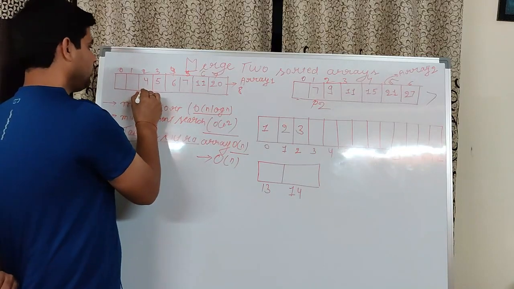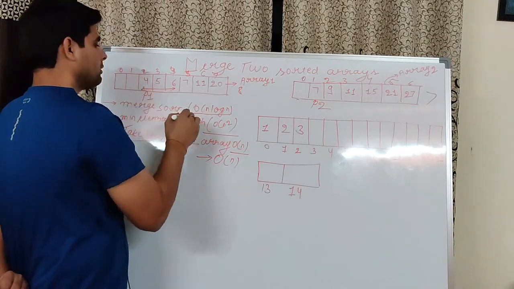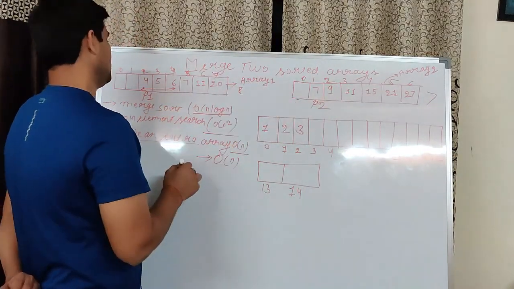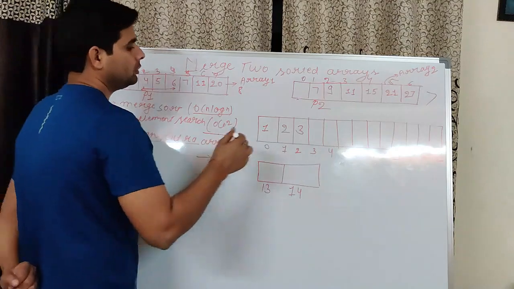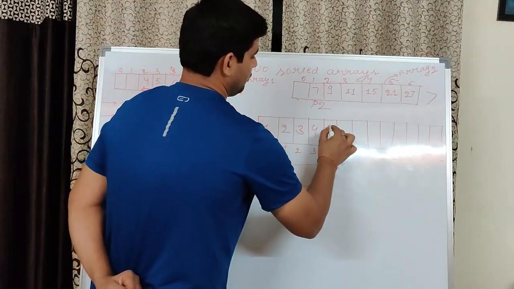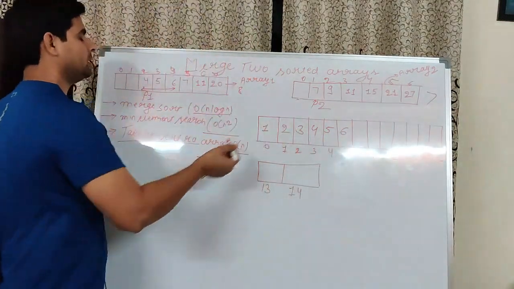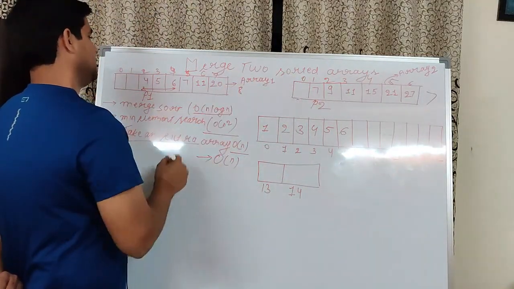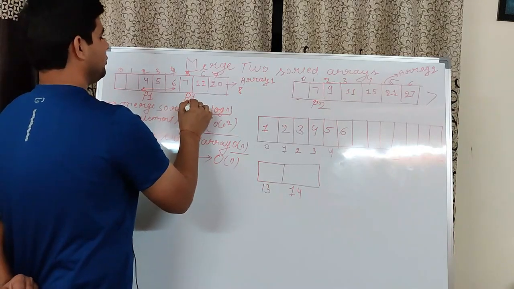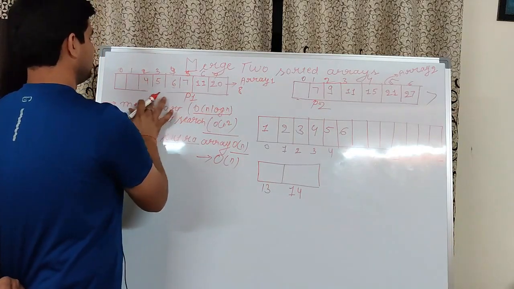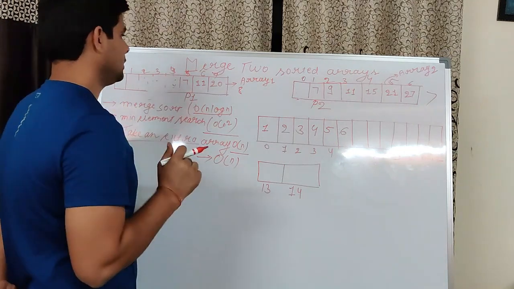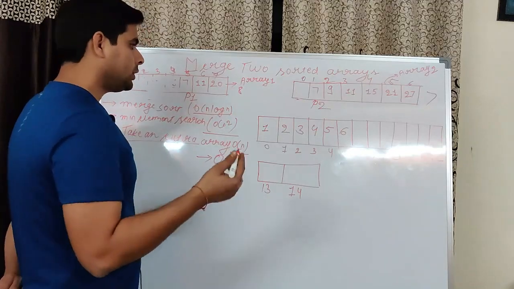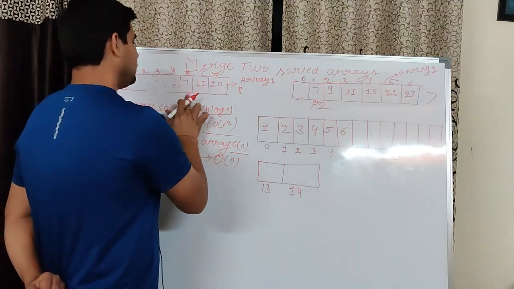As you can see, 4, 5, 6, these three elements are smaller than the p2 element. So I will directly put 4, 5, 6 over here, because all these elements are smaller than this element. Now my p1 points to here. Now here p1 and p2 are both equal.